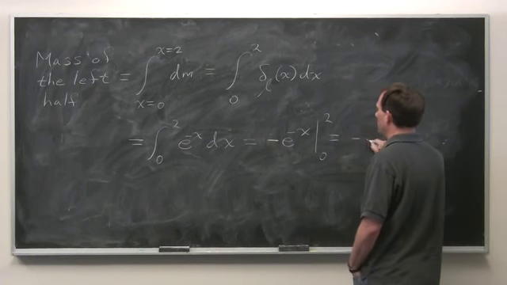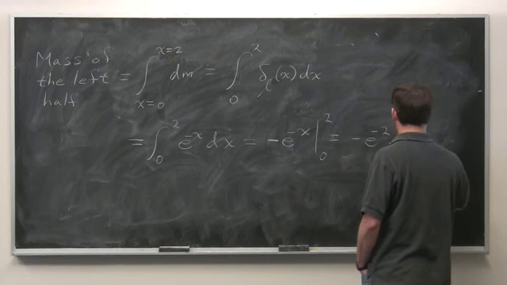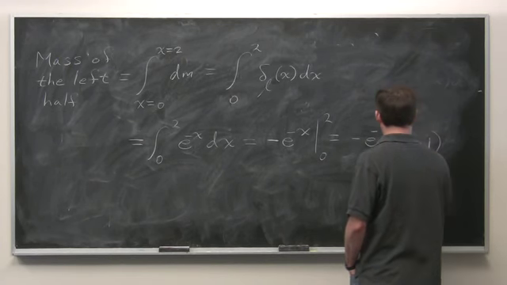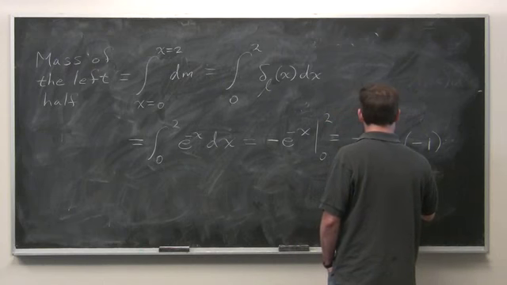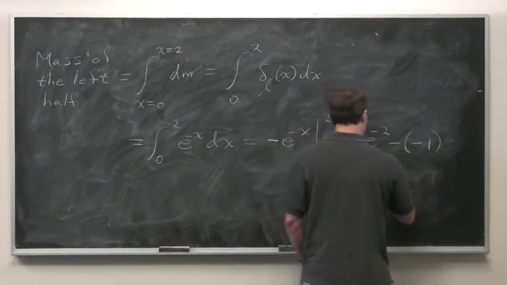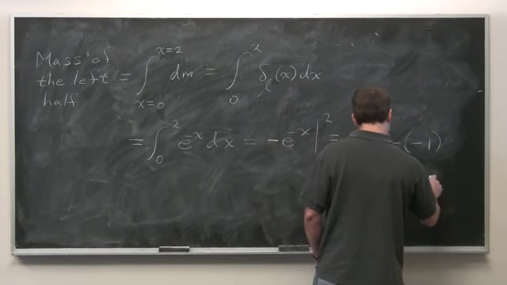This gives us minus e to the minus 2 minus what you get at 0, which is minus 1. And so we get 1 minus e to the minus 2, which is 1 minus 1 over e squared. I think I'll write it that way. This is slugs.